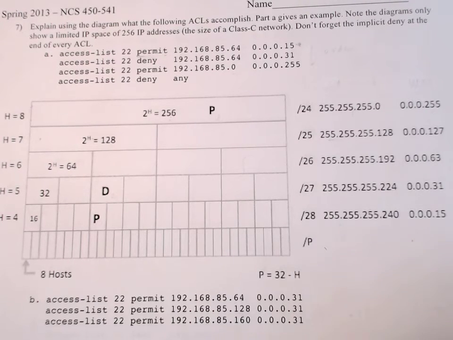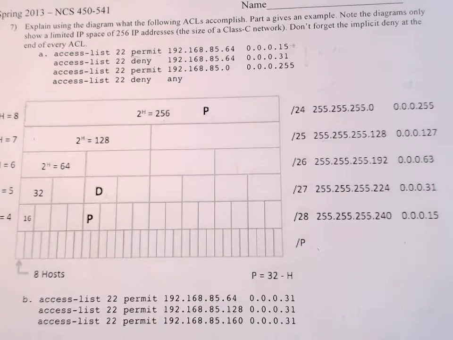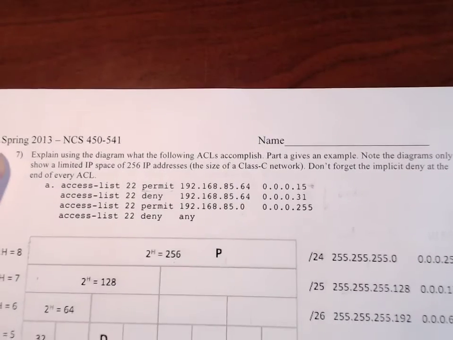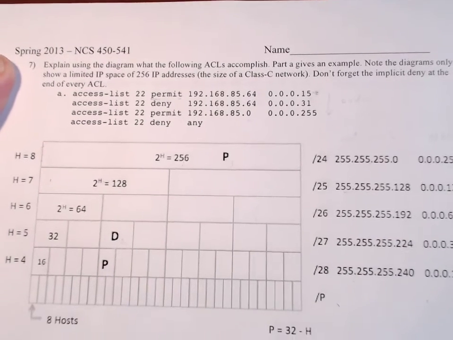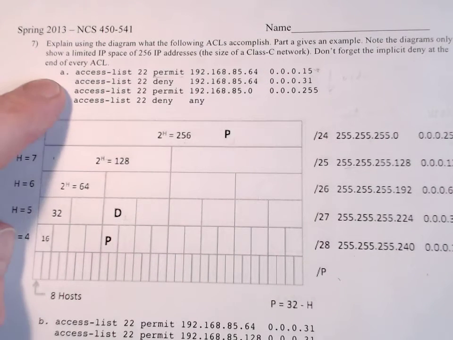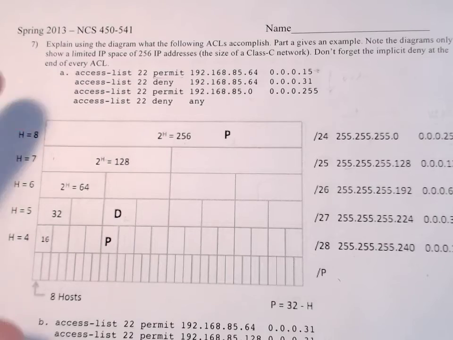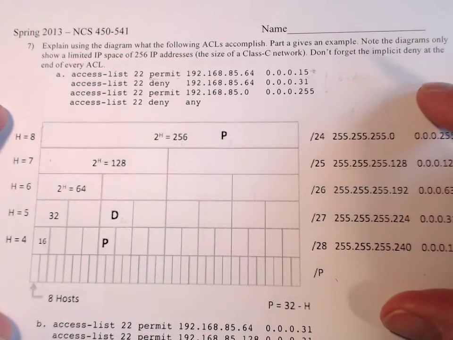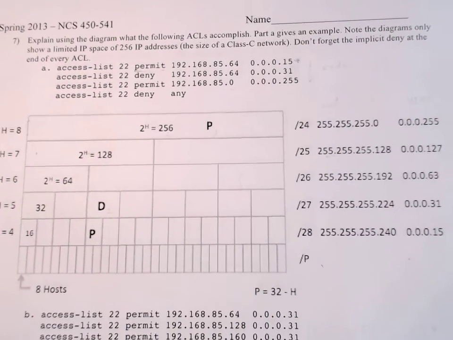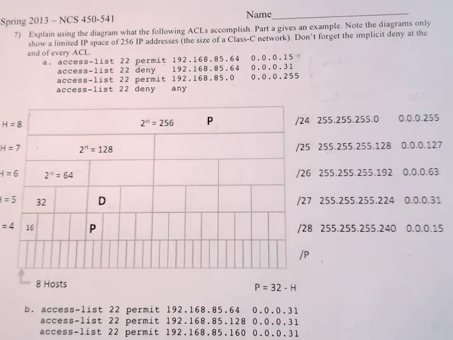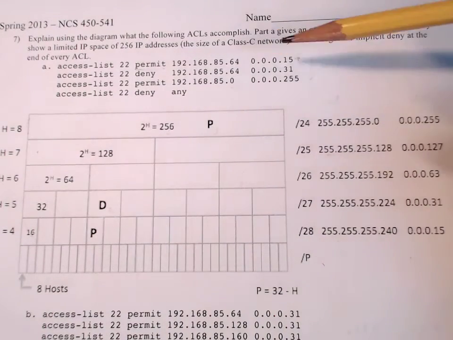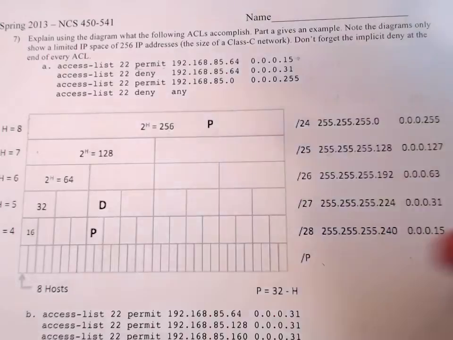Okay, in this video I'm going to do the remainder of problem 7 in the review sheet. And in the last video I went over part A, which was already solved for you. I'll just summarize that here quickly. We've got an access control list with 4 entries here.